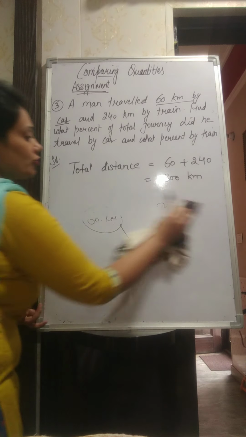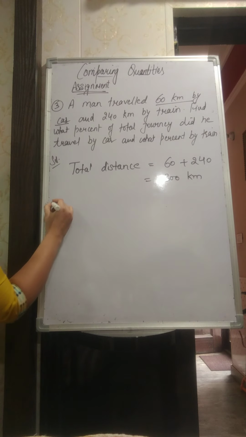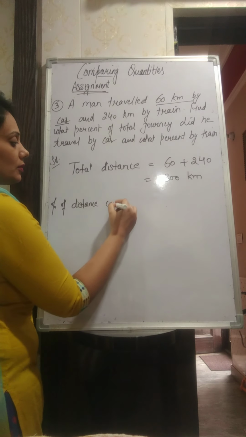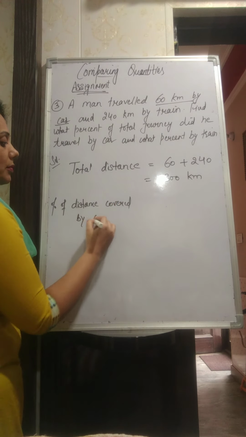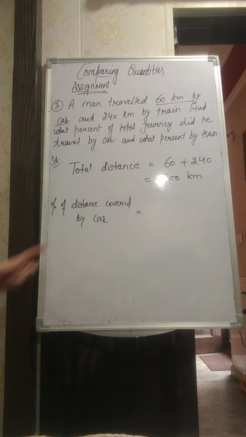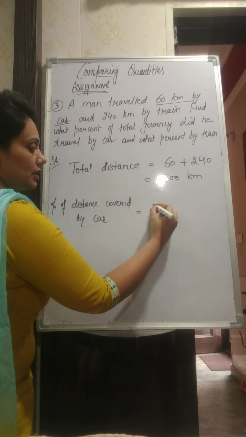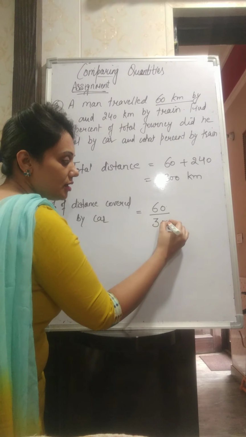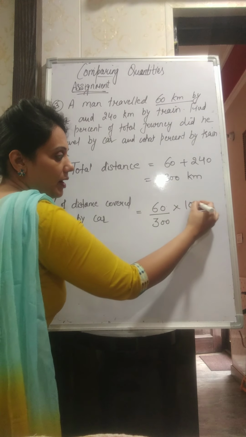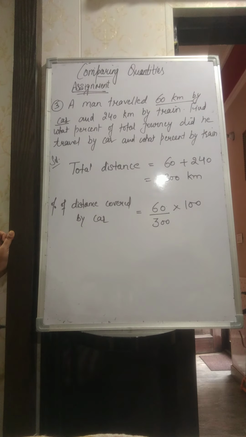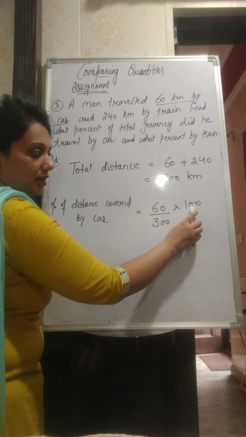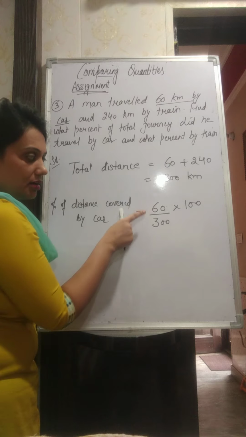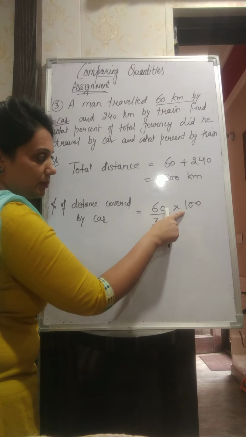So for that, what we have to write, percentage of distance covered by car, means the distance which is covered by car, that is 60 kilometer he is traveling by car, out of total, that is 300 multiply by 100. When we have to find the percent, we multiply the thing with 100. So the distance which is traveled by car divided by the total distance multiply by 100.